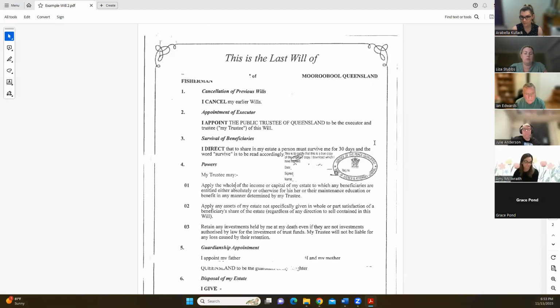I guess it's quite vague. It doesn't really specify what makes up the person's estate. Won't that be quite difficult for the executors to actually action?